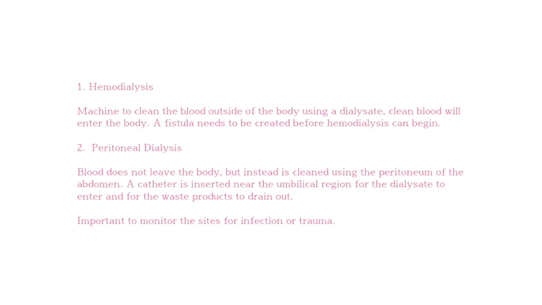There are 2 types of dialysis, known as hemodialysis and peritoneal dialysis. In hemodialysis, a machine is used to clean the blood outside of the body. A fistula needs to be created before hemodialysis can begin. In peritoneal dialysis, the blood does not leave the body. Instead, it's cleaned using the peritoneum of the abdomen. It's important to monitor the sites for infection or trauma.